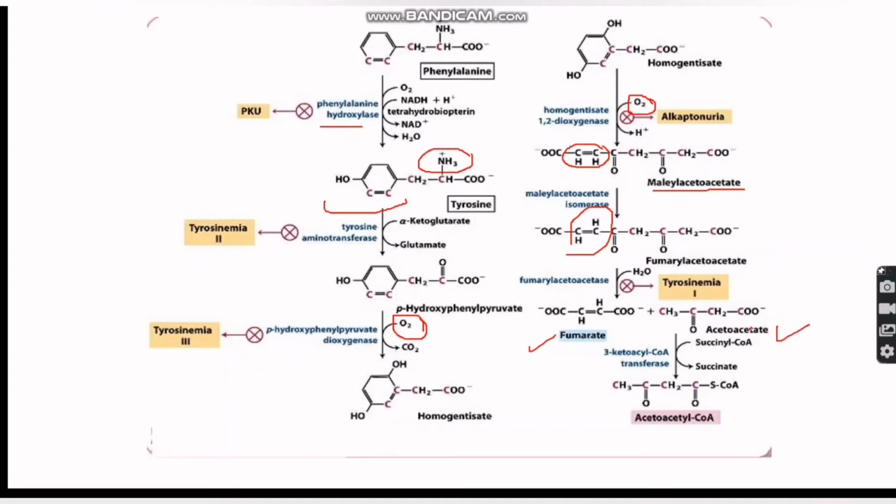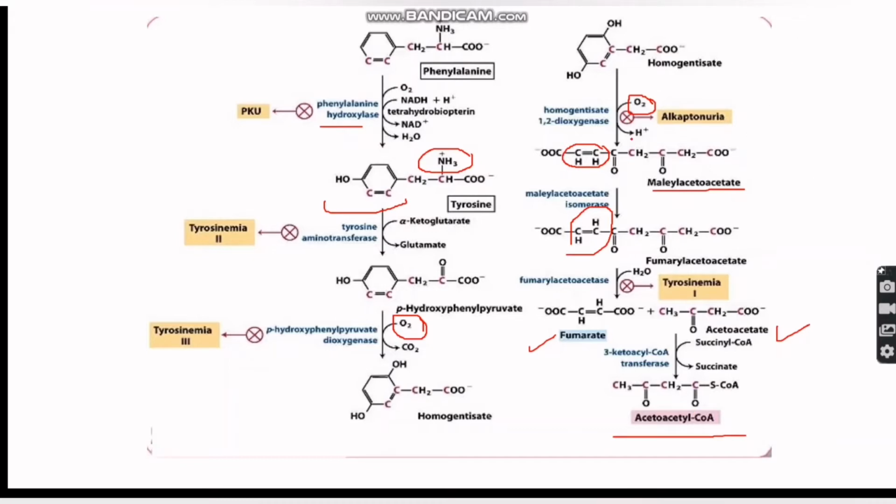And at last this acetoacetate is converted into acetoacetyl-CoA by the enzyme 3-ketoacyl-CoA transferase. It actually transfers the CoA from succinyl-CoA to acetoacetate, converting the acetoacetate to acetoacetyl-CoA. So therefore phenylalanine is converted into acetoacetyl-CoA.